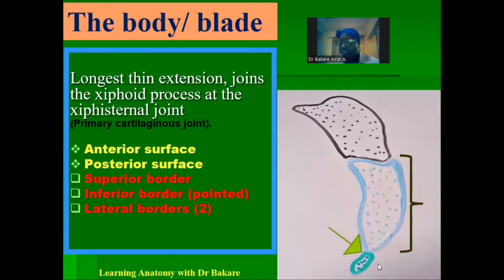And if you look at the inferior border, you see that it tends to taper as it goes downward, and this is just to fit into the alignment of the xiphoid process. It also has lateral borders, which are two, one on the right and one on the left. So it has two lateral borders, just as what is presented in the region of the manubrium.